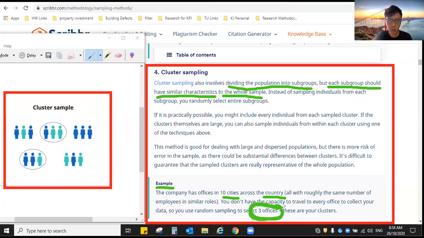So you randomly choose. This normally happens when they check bank performance: branch Kuala Lumpur, branch Sunway, branch Puchong, branch Shah Alam. They only choose certain branches to do the survey, and they call this a cluster. Okay, everyone clear about this cluster?